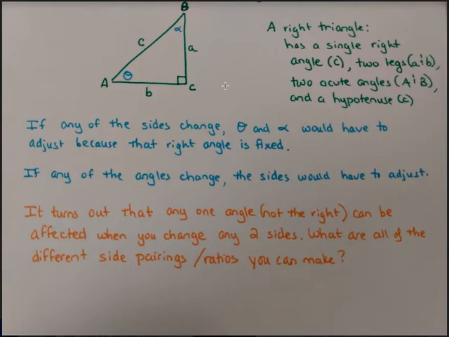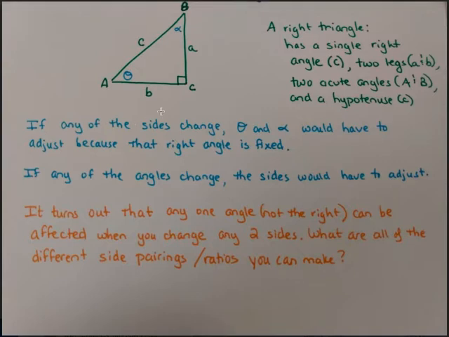Now, if any of these sides were to change, then theta and alpha, two symbols we use for angles, would have to adjust because this right angle is fixed. So imagine stretching side B out longer. Angle theta would have to get smaller. Angle alpha would actually get bigger, and side C would have to stretch out too.